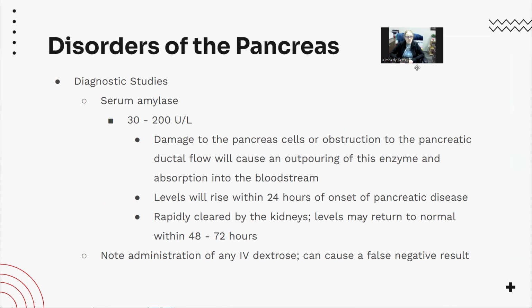So any damage that occurs to the pancreas cells or obstruction to the pancreatic ductal flow cause an outpouring of this enzyme and absorption into the bloodstream. Levels will rise within 24 hours of onset of pancreatic disease. It's rapidly cleared by the kidneys, so the levels may return to normal within 48 to 72 hours. But if they've had any IV dextrose, this can cause a false negative.